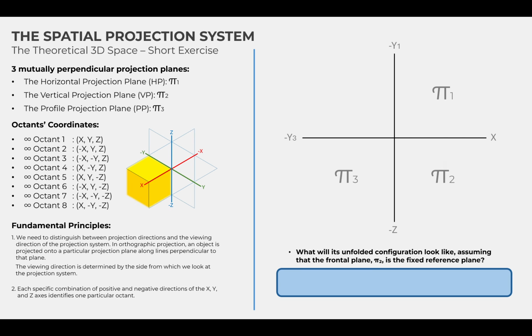Assuming that the frontal plane, pi2, has been selected as the fixed reference plane, we view the 8th octant from the negative y side. The resulting unfolded configuration has the positive x-axis pointing to the right, the negative z-axis pointing downward, and the two representations of the negative y-axis extending upward and to the left, respectively. Good.